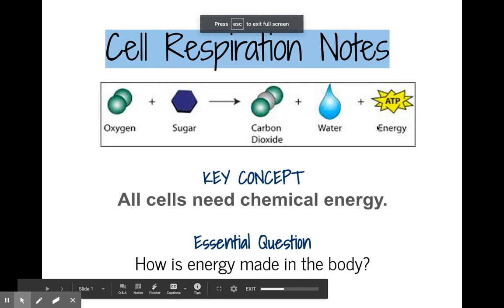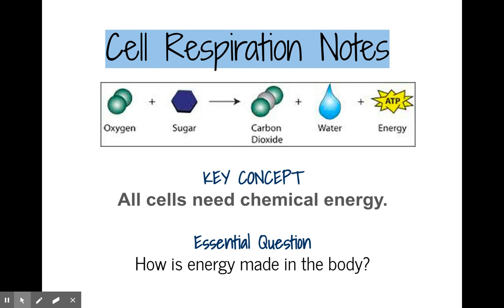Hey class, so today we're going to learn about cell respiration. Our key concept is that all cells need chemical energy, and the essential question is how is energy made in the body? So notice this is our equation for cellular respiration. We have oxygen plus sugar. When that's combined, we produce carbon dioxide, water, and energy.